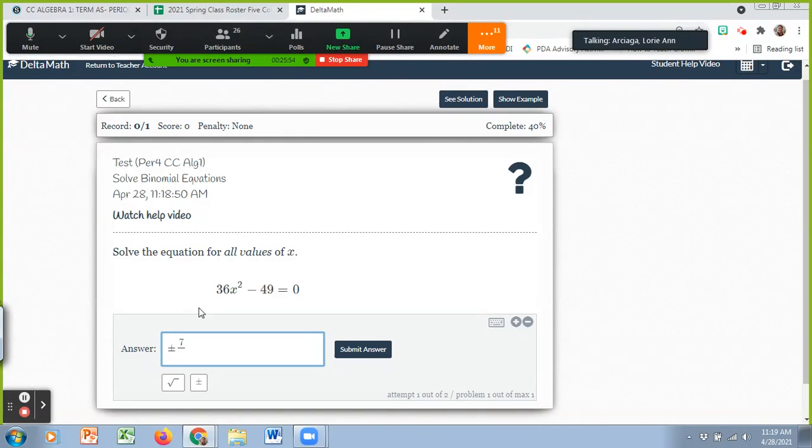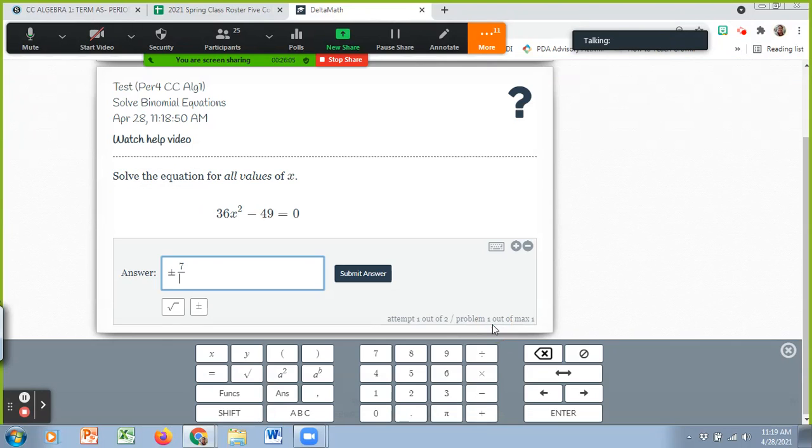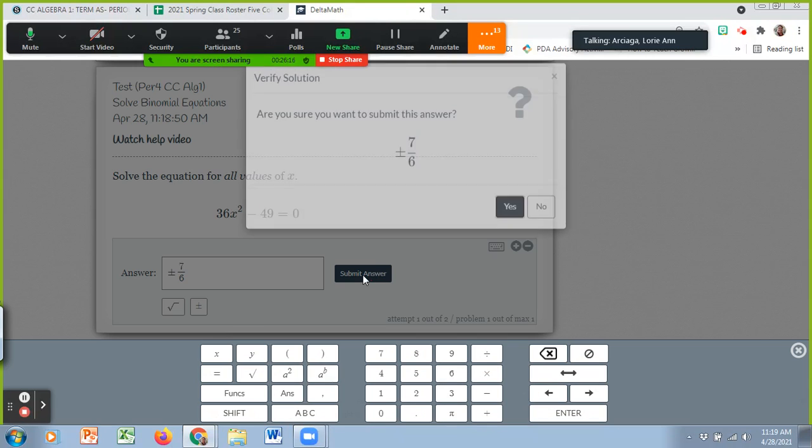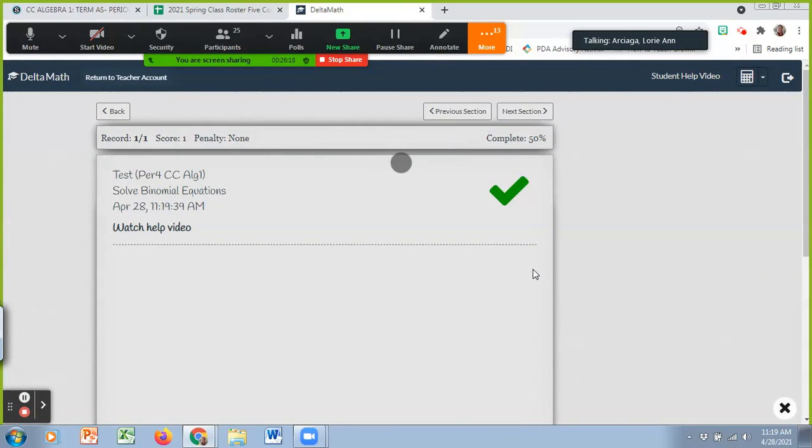Okay, now you will divide by 36, right? So what's the square root of 36? What are we going to place here? What's the square root of 36? 6. Perfect. I'm going to use the keyboard because the computer is more than an arm stretch. So I'll just use my mouse from afar. So submit answer. Click yes.